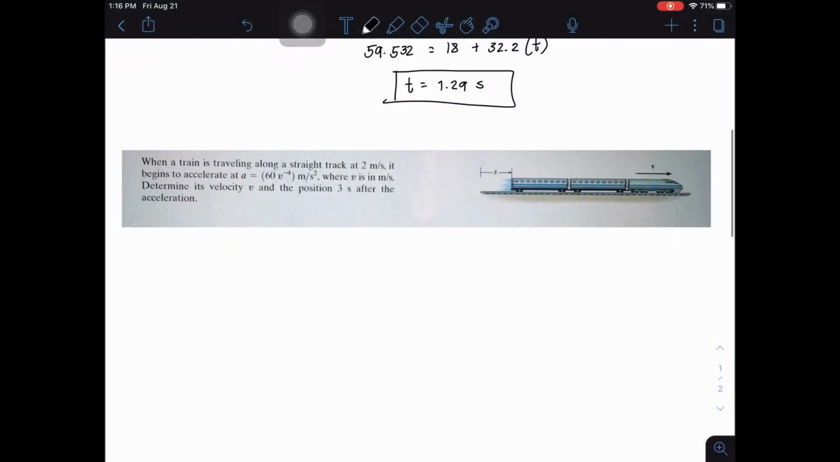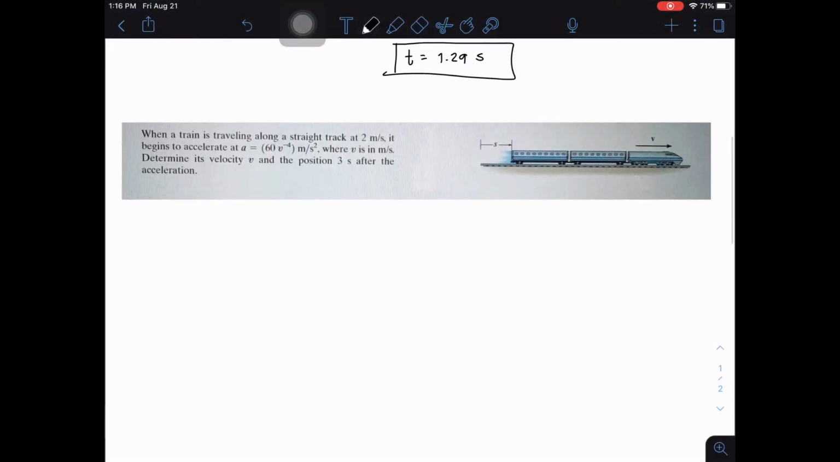Okay, so next we have number 2. When a train is traveling along a straight track at 2 meters per second, it begins to accelerate with this equation, 60 v raised to negative 4 meters per second squared, where v is in meters per second. Determine the velocity v and the position 3 seconds after the acceleration.